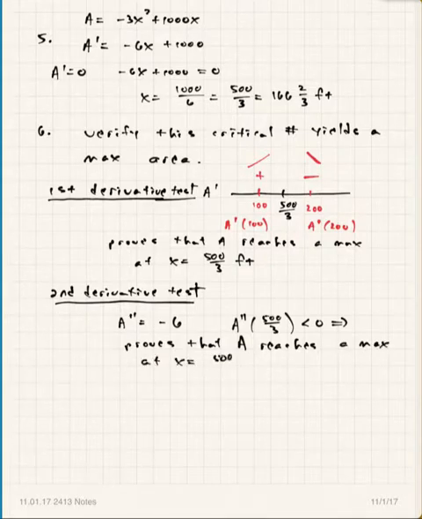Now, I am definitely not telling you that you need to go through and verify that the critical number yields a maximum all these different ways. But what I did want to do is illustrate all of these ways so that you can see how you would use these different techniques for actually proving you have a maximum or a minimum.